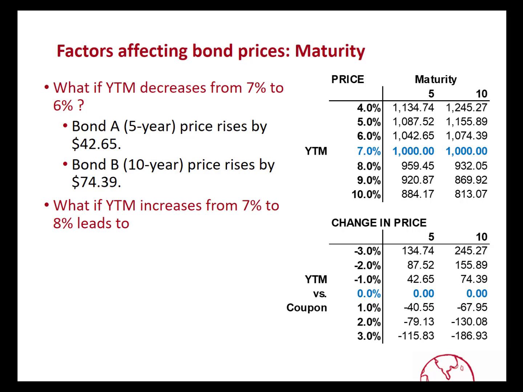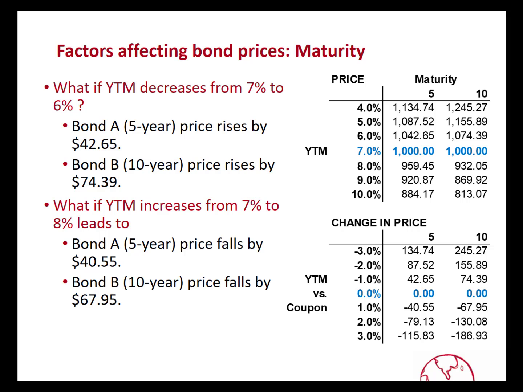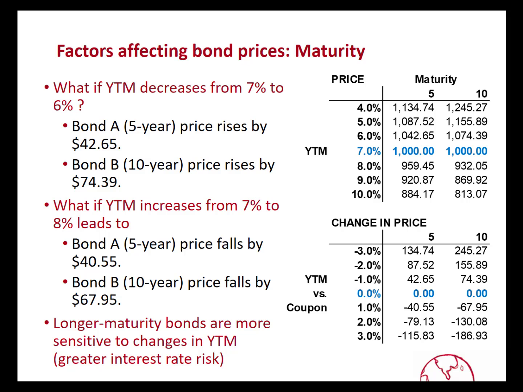What if the yield to maturity increases from 7 to 8%? With the yield to maturity going up, the price of both bonds is going to go down. Bond A price falls from $1,000 to $959.45, a drop of $40.55. Bond B's price falls from $1,000 to $932, or a drop of $67.95. So again, the longer maturity bond has a greater sensitivity to changes in interest rates. We often talk about this in terms of interest rate risk, where bonds with longer maturities have more interest rate risk.